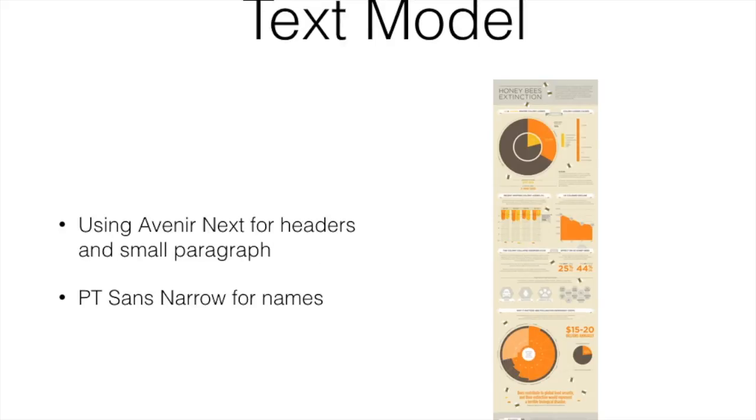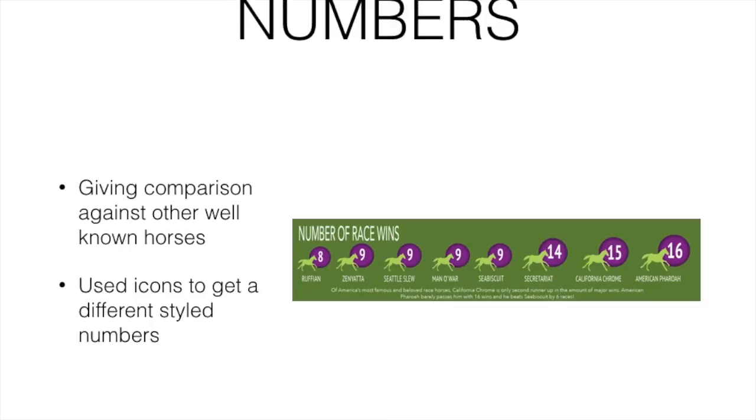Also for my text model, I used the Avenir Next font for the headers and small paragraphs, and then the PT Sans Narrow for names. So if I go back here, you can see that the font on top and the little paragraph on the bottom is that Avenir Next font, where the names and the numbers on each of these were the PT Sans Narrow font.